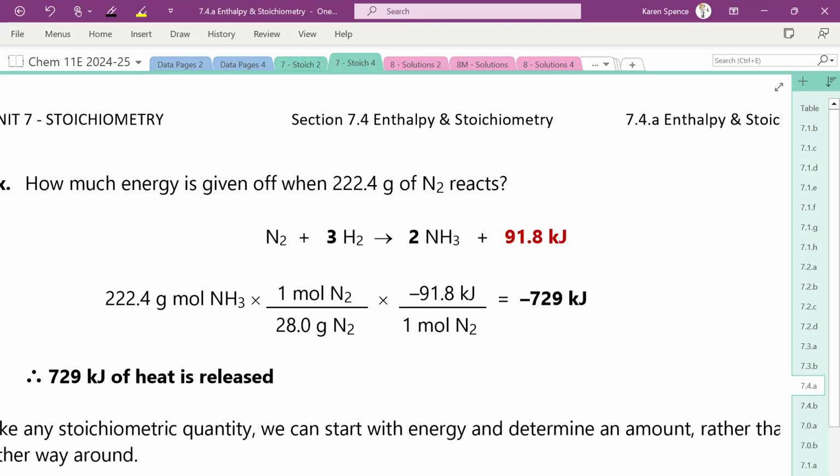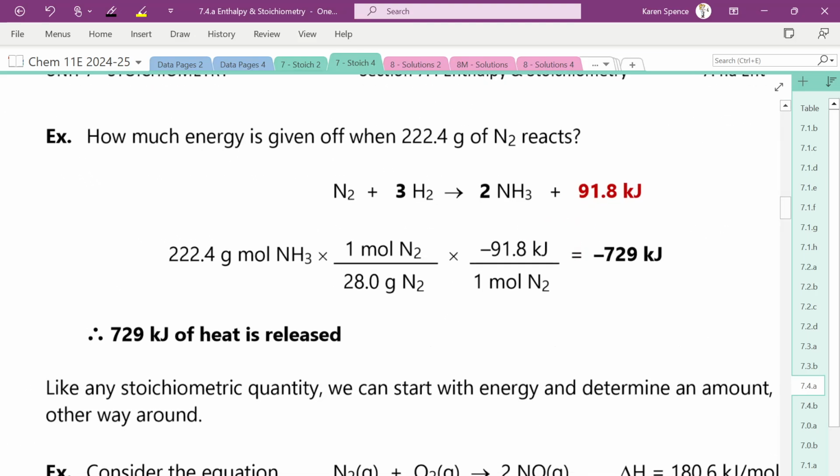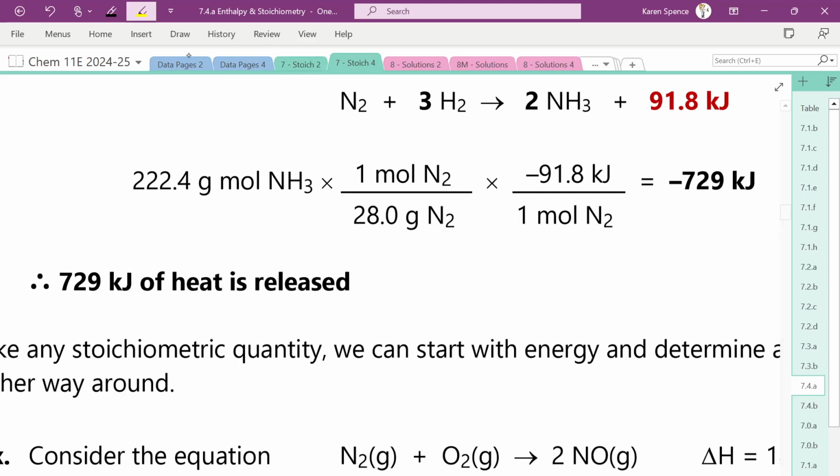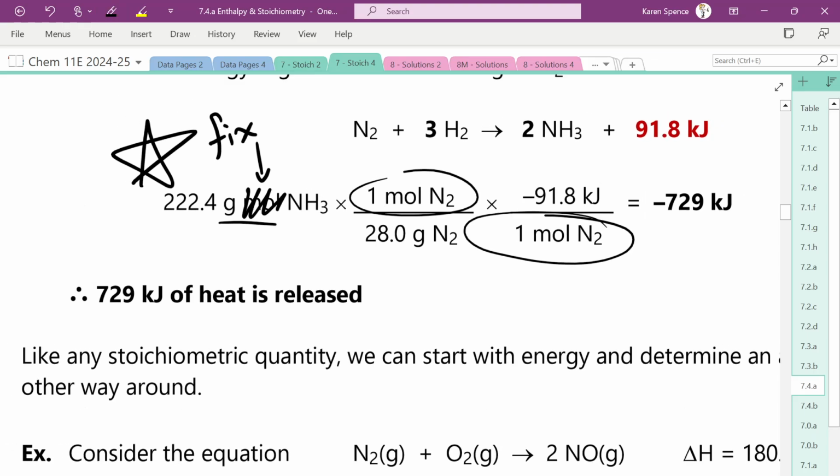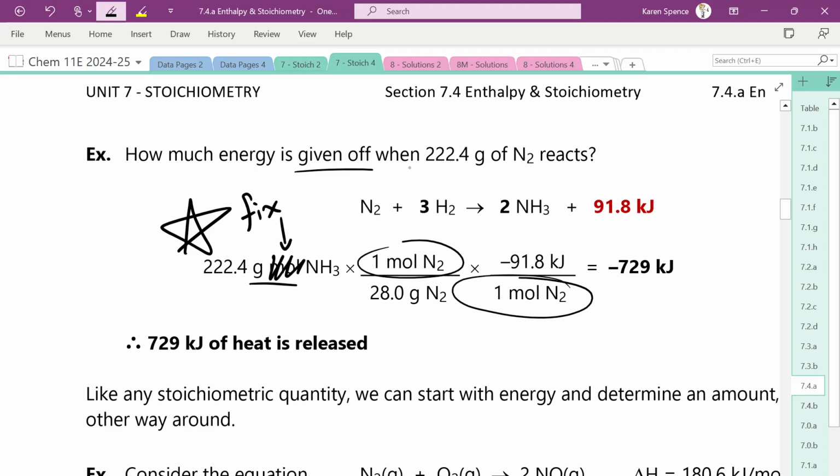Okay, so there was that bit. You can do other calculations, just like with all our other ones. If you have grams, you would convert. Oh, why does that say gram moles? Fix. Thank you. There we go. You can convert it to moles, and then you've got 98.1 kilojoules per 1 mole of N2. And in this case, it asks you how much energy is given off. And so you would say, I'm going to take that negative number and turn it into the absolute value, which is just 729 kilojoules is released.